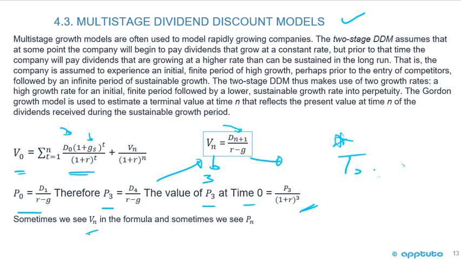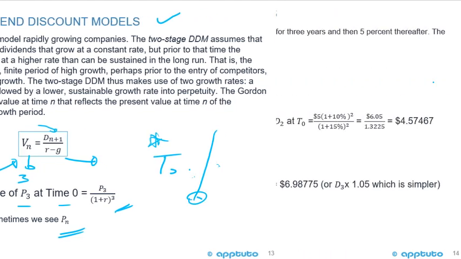So sometimes we see V naught in the formula, sometimes we see Vn, Pn, V naught, P naught, it doesn't matter. Anyhow, let's go through an example on the next slide. The two-stage model is not difficult, it's just a little bit more math. At the end of the day, fairly easy to understand.